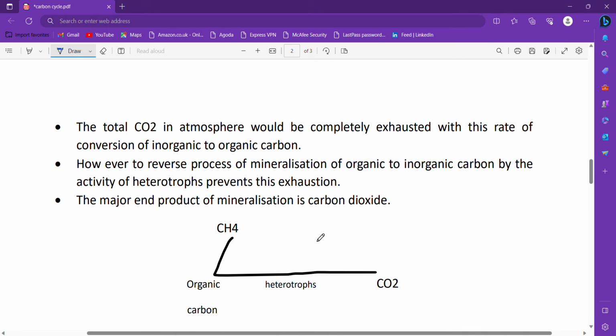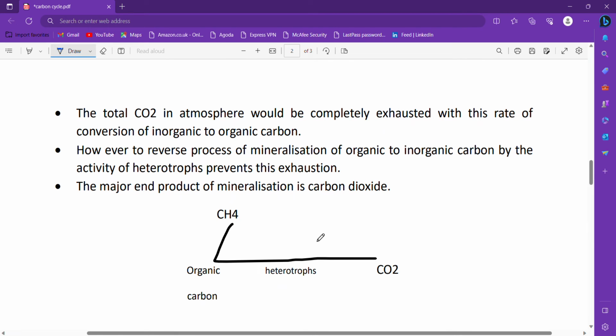The total carbon dioxide in the atmosphere would be completely exhausted at this rate of conversion of inorganic to organic carbon. However, the reverse process is mineralization of organic to inorganic carbon by the activity of heterotrophs, and it prevents this exhaustion. Here you can see again methane is transferred to organic carbon, and by heterotrophs to carbon dioxide. We release carbon dioxide as the byproduct of various reactions, and here organic carbon is used by these heterotrophs, which is converted by methanotrophs.